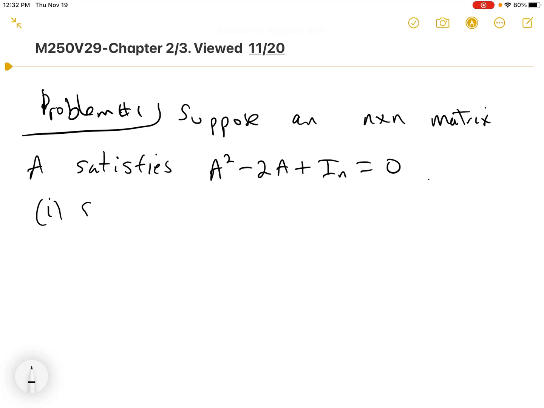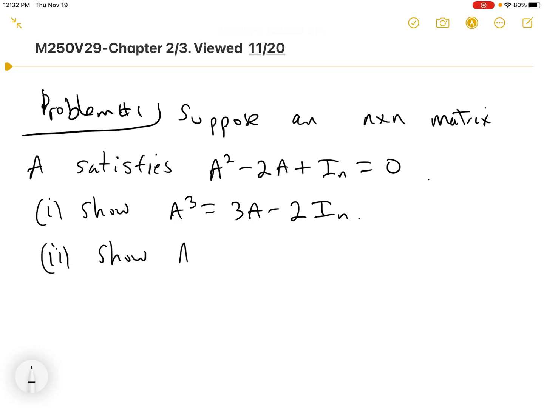So 1, show that A cubed is 3A minus 2I. And 2, show that A to the 4 is 4A minus 3I. And if we were doing proofs, we would be doing an inductive proof on this and showing that A to the n is nA minus (n minus 1) I. Okay, so we're not doing that.